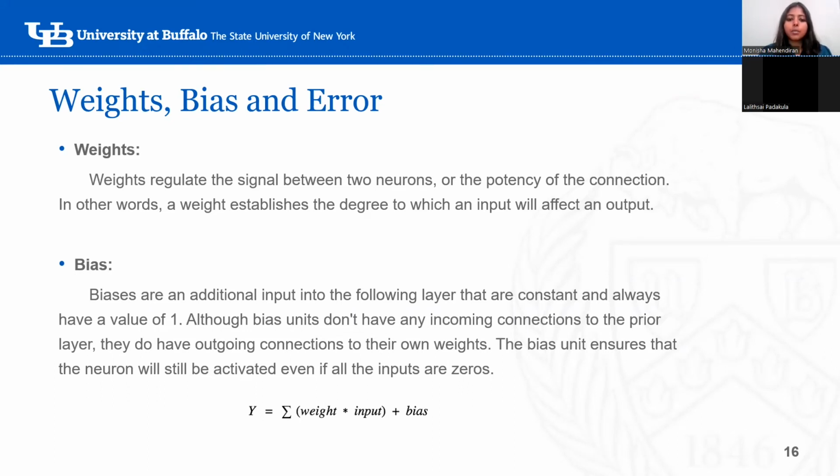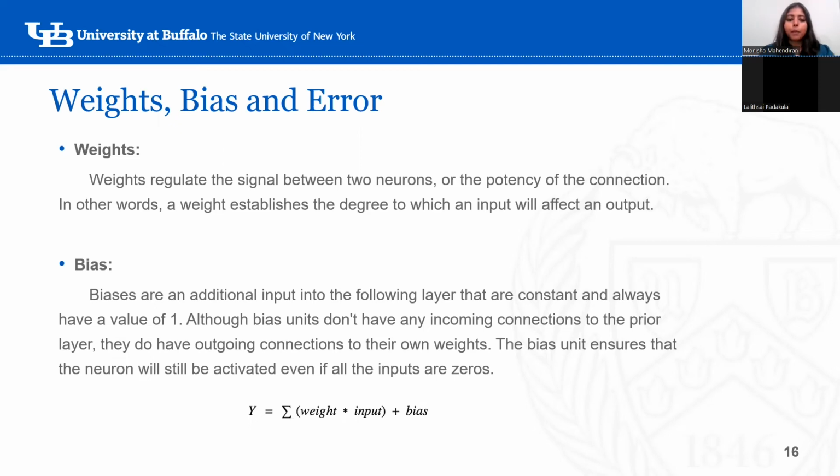Biases are an additional input into the following layer that are constant and always have a value of 1. Although bias units don't have any incoming connections to the prior layer, they do have outgoing connections to their own weights. The bias unit ensures that the neuron will still be activated even if all the inputs are 0.